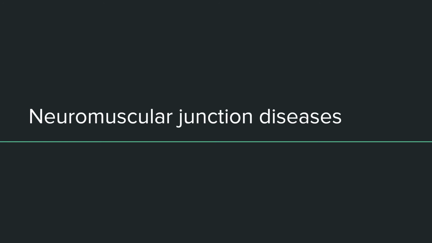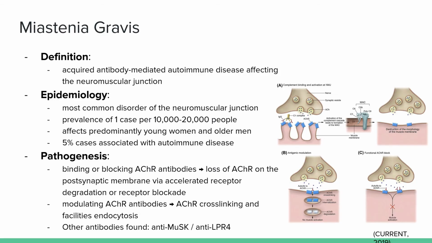Neuromuscular junction diseases. Myasthenia gravis is an acquired antibody-mediated autoimmune disease affecting the neuromuscular junction. It's the most common disorder of the neuromuscular junction, and it has a prevalence of 1 case per 10,000 to 20,000 people. It affects predominantly young women, but in older age, it affects men more. 5% of cases are associated with another autoimmune disease.